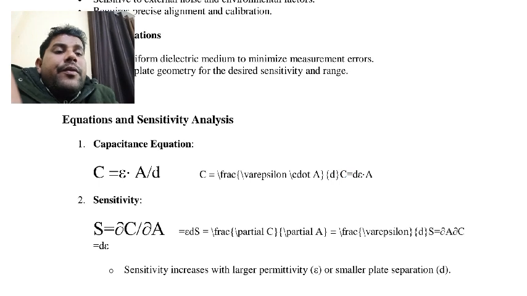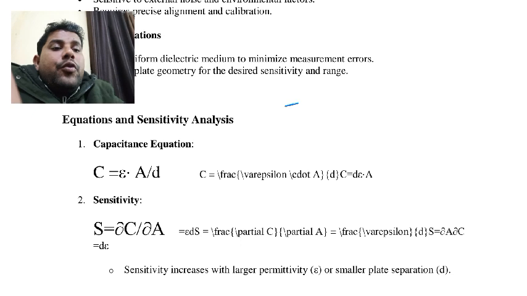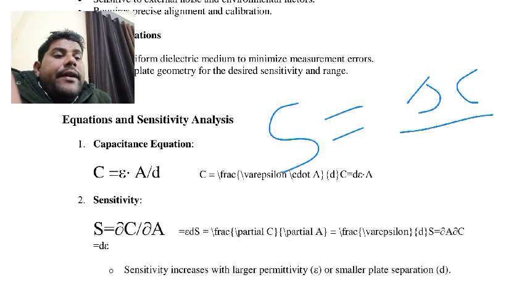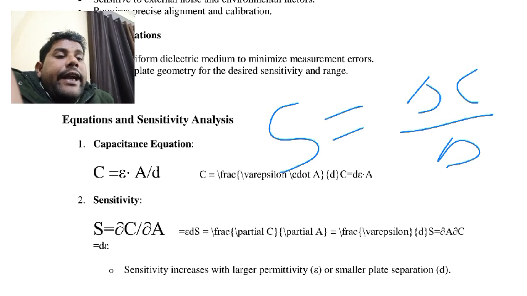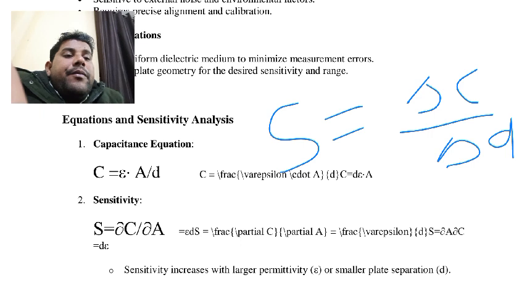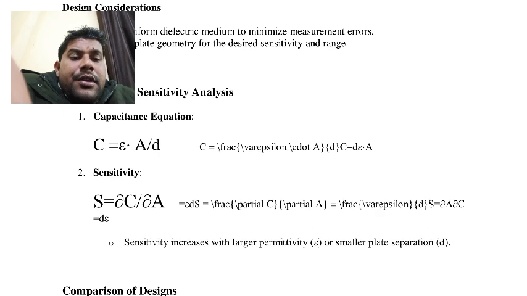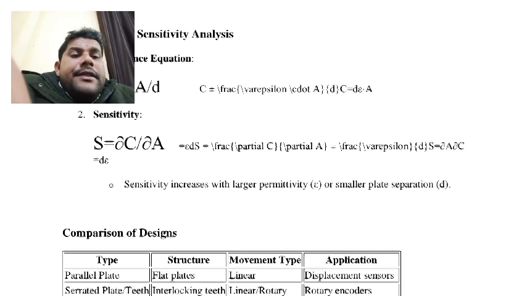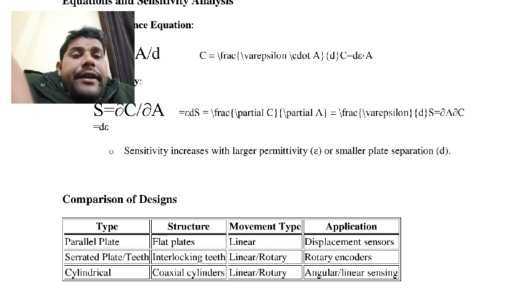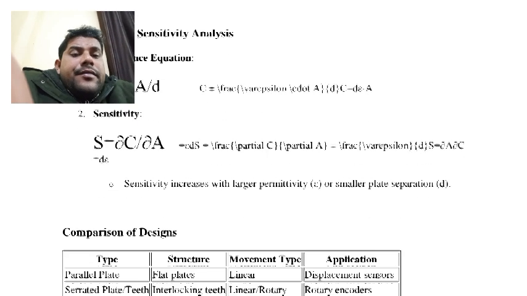Again, for sensitivity of parallel plates, the output is the change in capacitance, delta C, and the input is the change in distance, delta d. So this is the sensitivity when the parallel plate is changing. The sensitivity can be increased with permittivity or a small plate displacement.